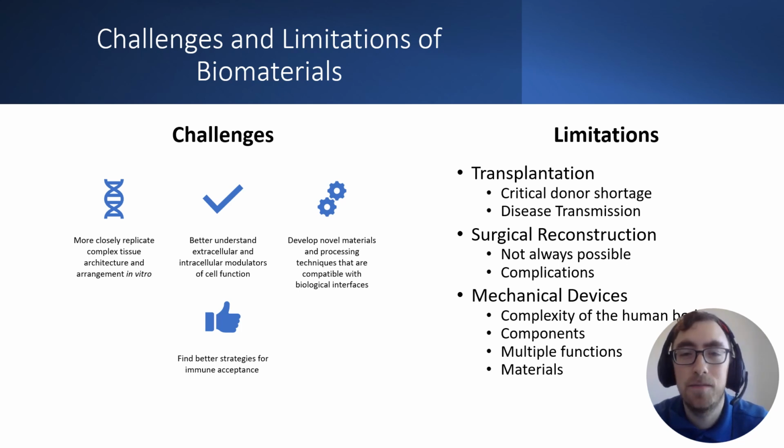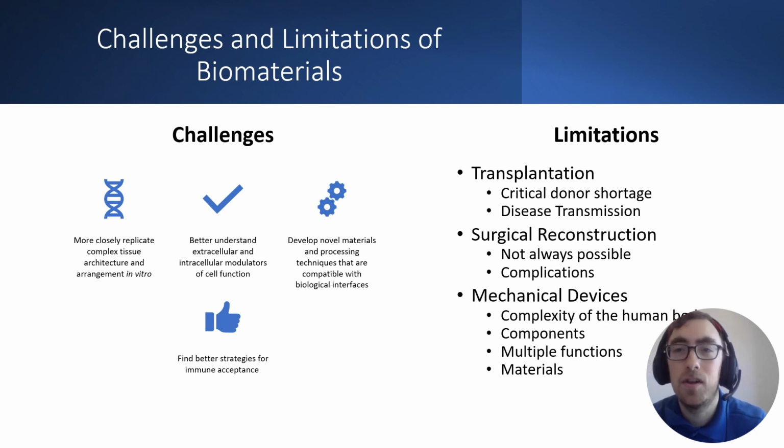Starting with transplantation, there is a critical donor shortage. 30,000 livers every year are needed for transplantation, but there are only 3,000 livers to give to these patients. As well, disease transmission is also a consideration, because organ transplantation might speed the spread of diseases like HIV, hepatitis, and others that are contagious.